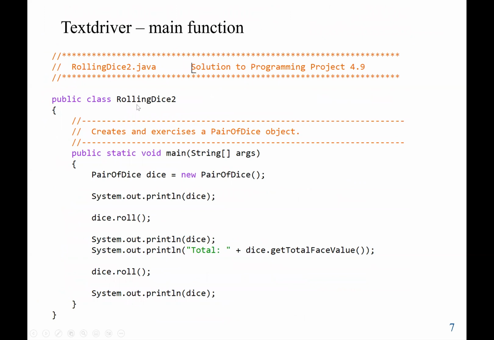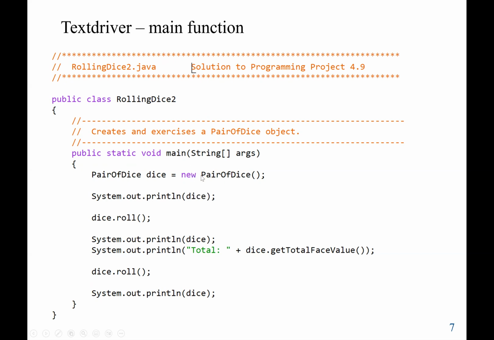So this is our main class name, RollingDice2, and that consists of our main method. The first thing we do is create the object for the pair. When we create an object, dice, using the class PairOfDice, it's going to create 2 dice at a time. So the first thing we do here is to print the content.